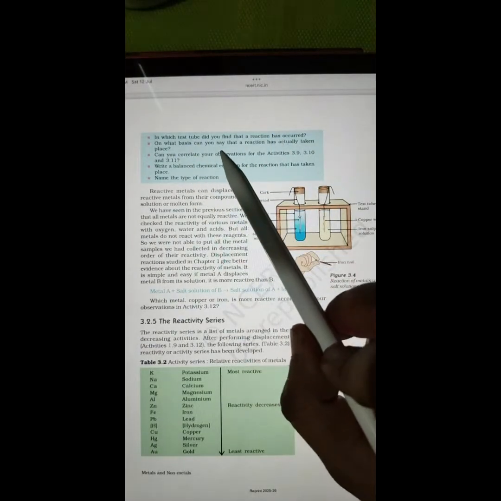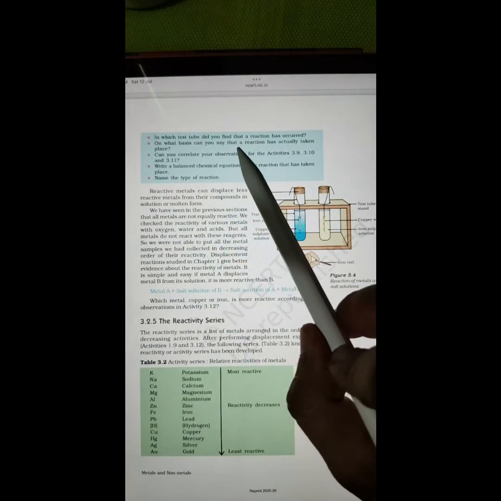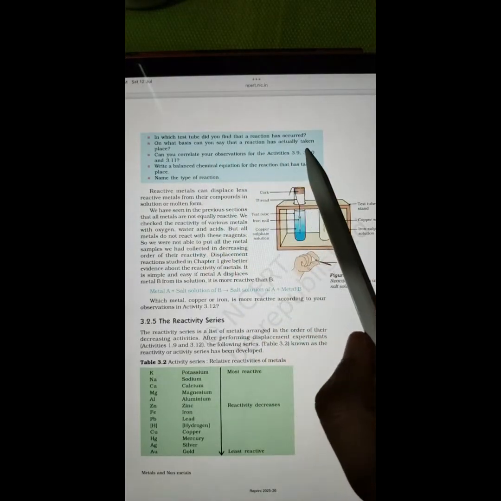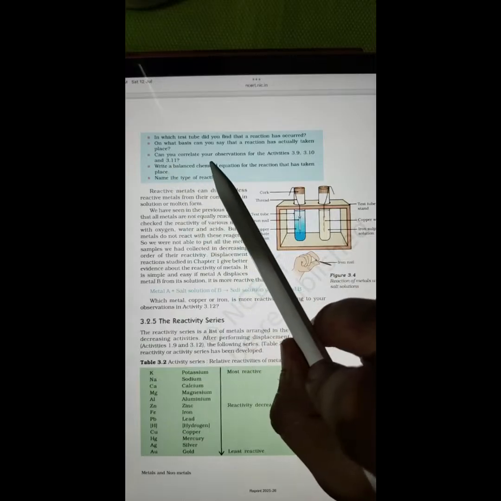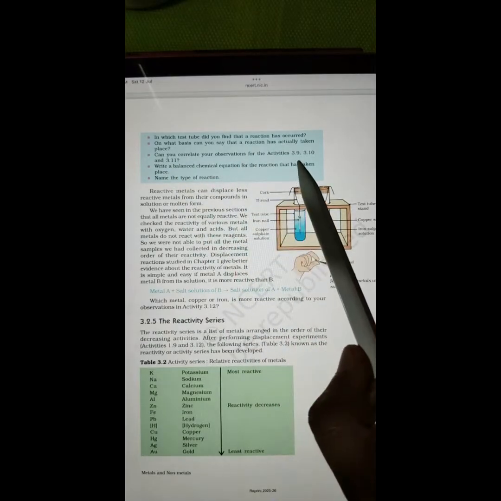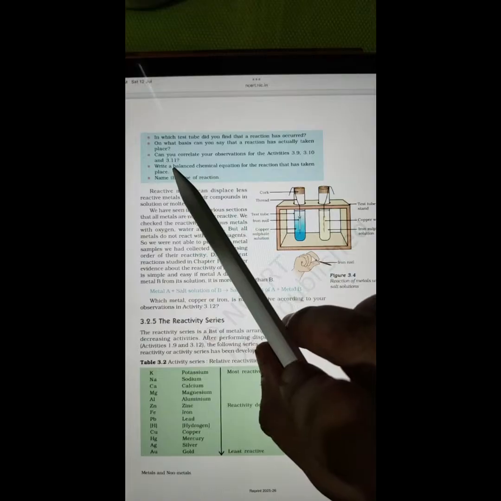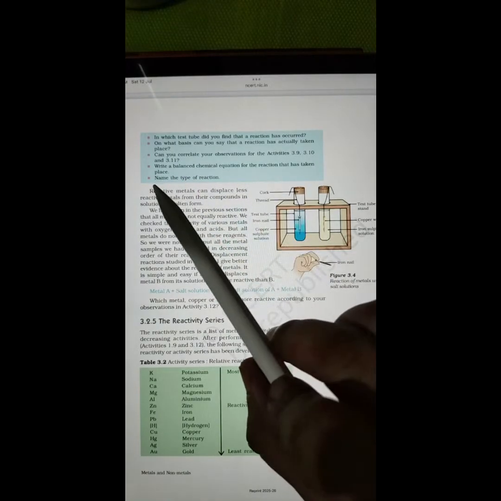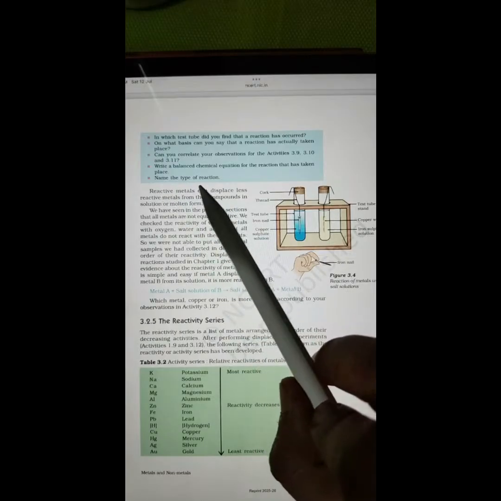In which test tube do you find that a reaction has occurred? On what basis can you say that a reaction has actually taken place? Can you correlate your observations for Activities 3.9, 3.10, and 3.11? Write a balanced chemical equation for the reaction that has taken place. Name the type of reaction.